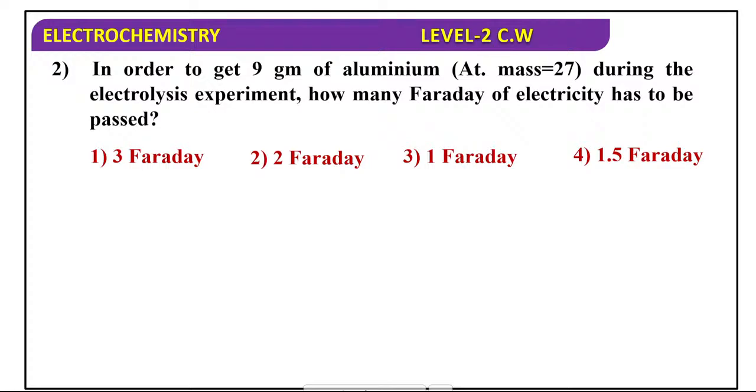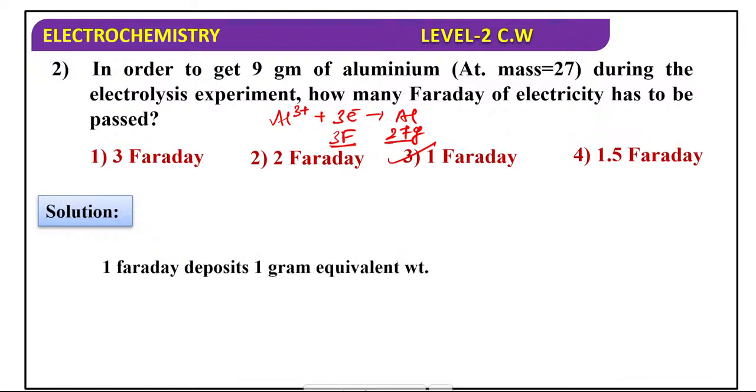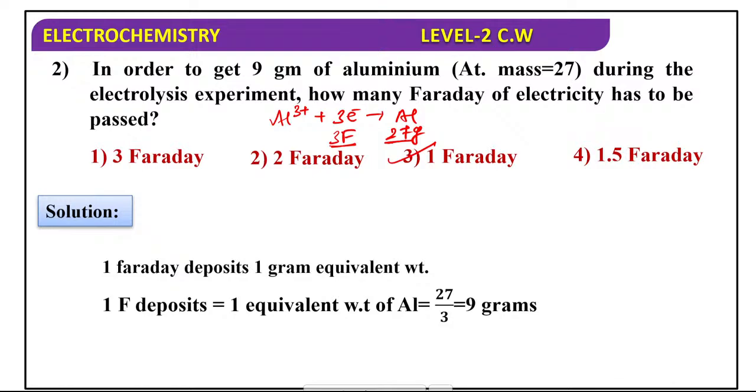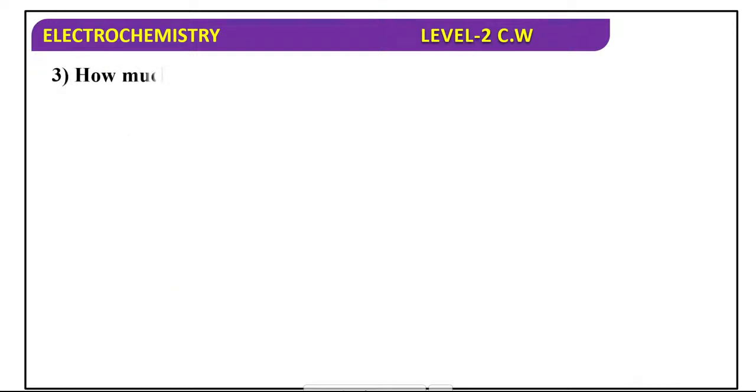Okay, see, 9 gram of aluminium during electrolysis. So you know aluminium is actually 3 plus, it will gain 3 electrons to give aluminium. So 3 Faraday will deposit 27 gram. So 9 gram is deposited by 1 Faraday, and that is the equivalent weight of aluminium. So 1 Faraday deposits 1 gram equivalent of aluminium, so 9 grams. So 1 Faraday is the right option.